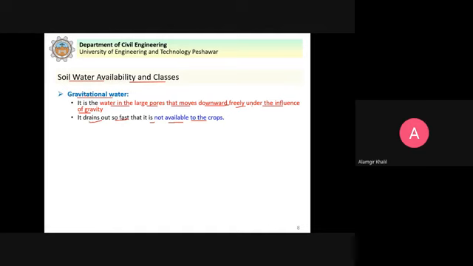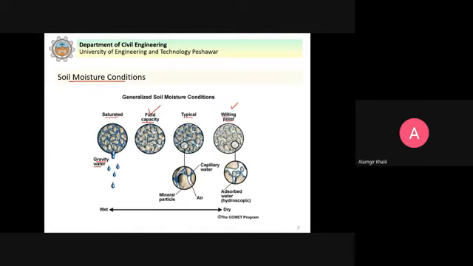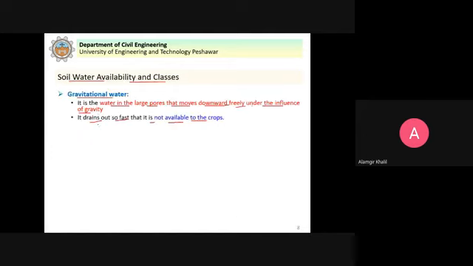So that is the gravity water, which is drained due to the effect of gravity. It is the water in the large pores that moves downward freely under the influence of gravity. It drains out so fast that it is not available to the crops.